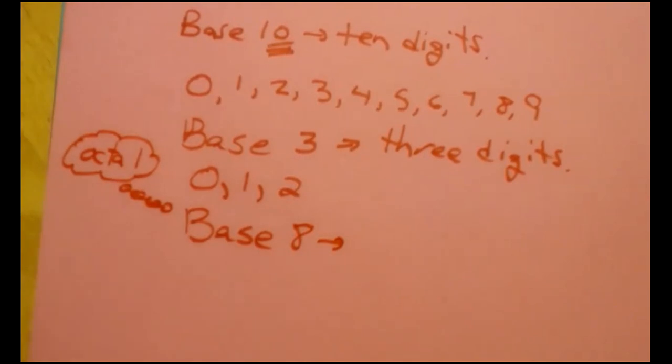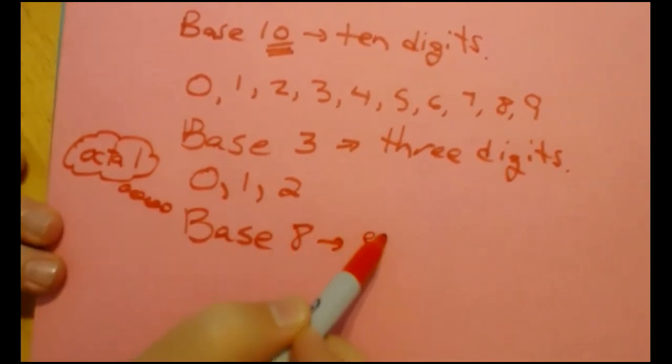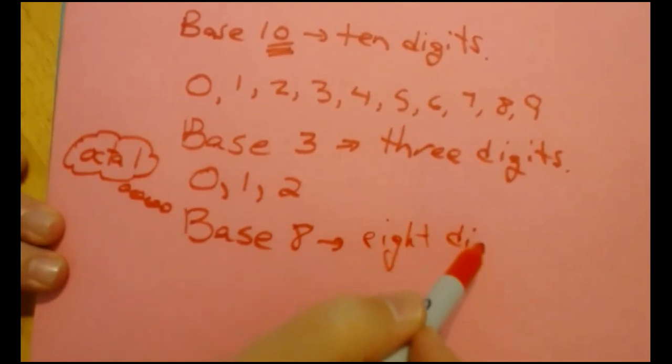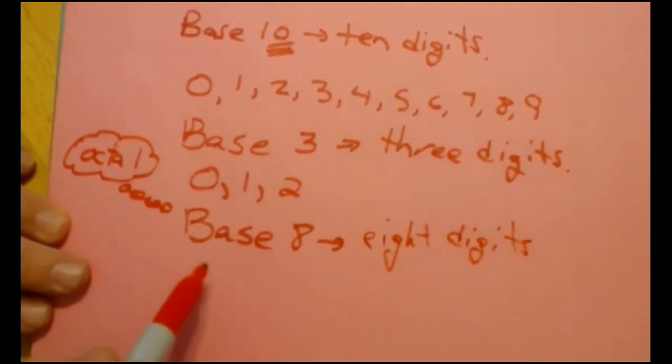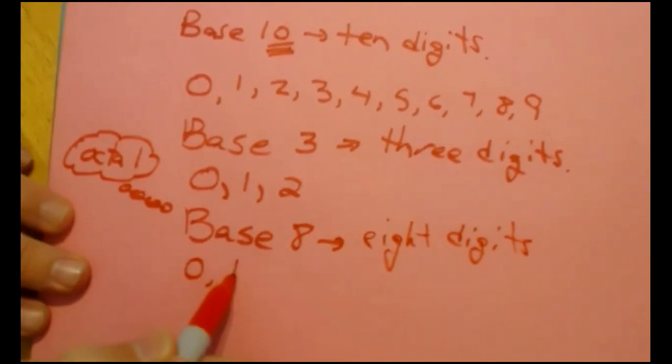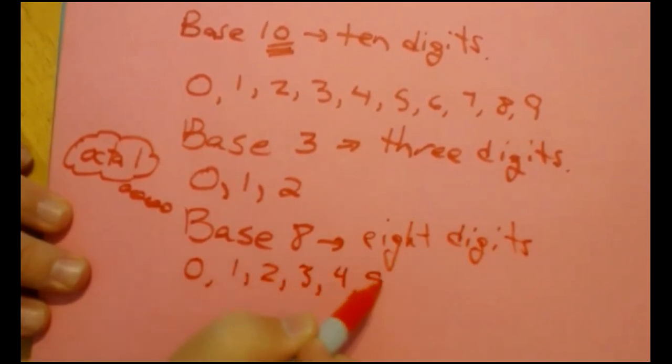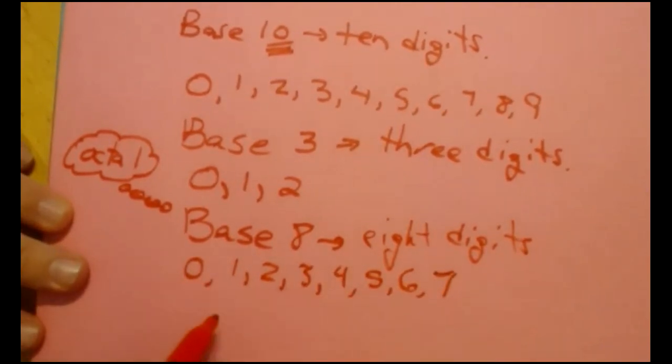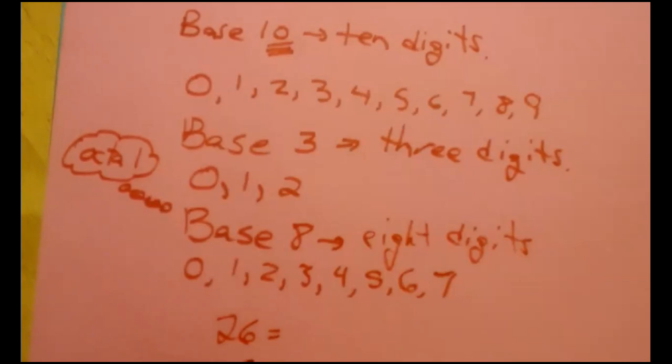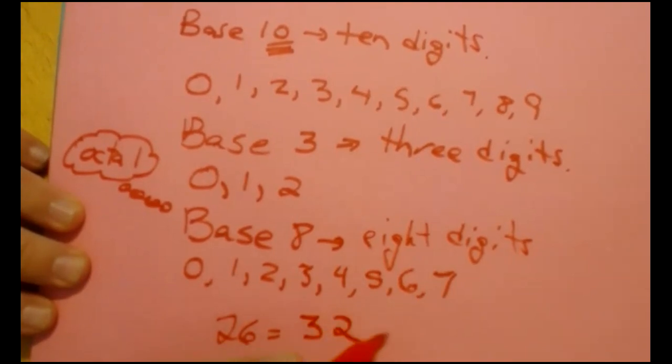Base 8 has 8 digits, and those digits happen to be 0 through 7. And in our last example, we proved that the number 26 is equal to the number, oh, what was it? I forgot what it was. Three, 2 in base 8.